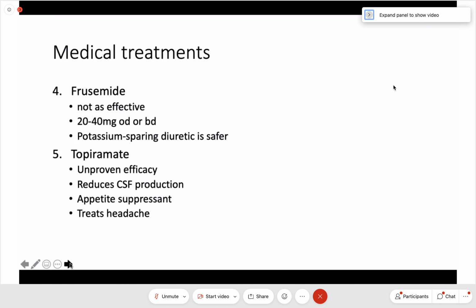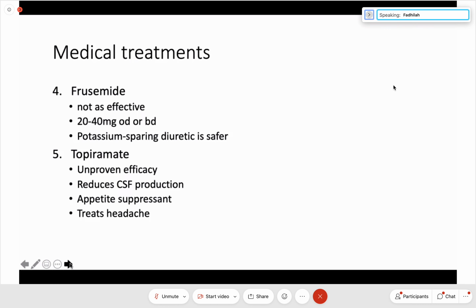Furosemide is a type of diuretic as well. This is not as effective as Diamox, but can be started on patients who cannot tolerate Diamox after a lot of persuasion. Sometimes some people don't want to take Diamox because they get numbness around the mouth, and that's very mild. So you have to persuade them to take it.